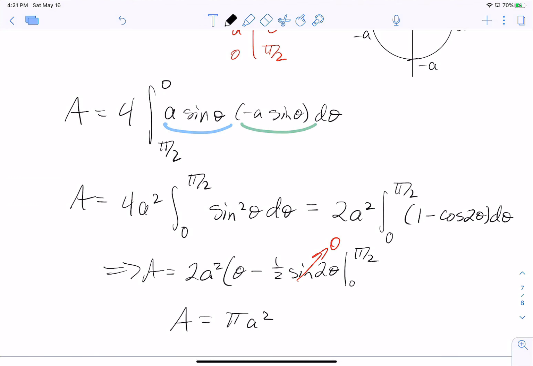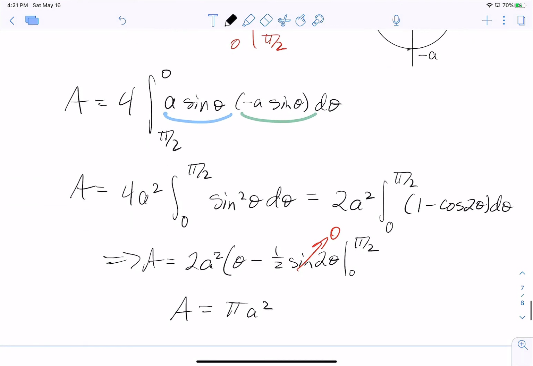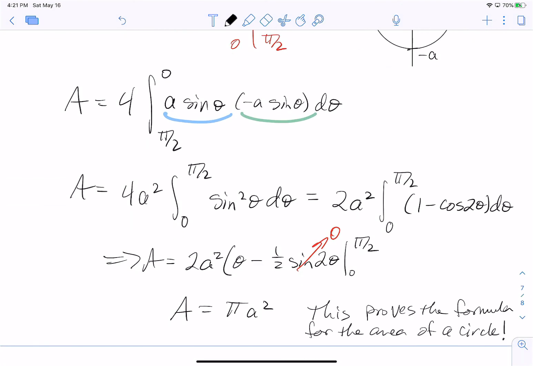So what happened? What does that mean? This proves the formula for the area of a circle. There it is. You've been told all your lives, A is pi r squared. Now you know why.